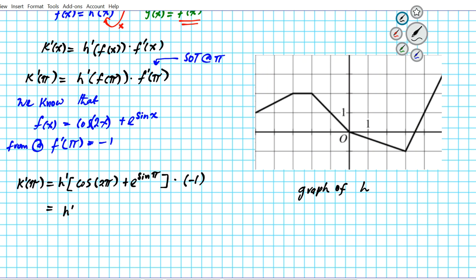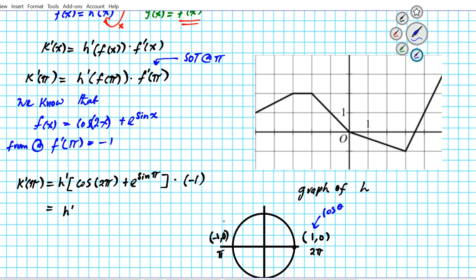So we're going to have h prime of... now we're going to use our unit circle again to help us out. So let's draw a unit circle right here. We just need sine pi and cosine pi, okay? No, I'm sorry, we need cosine 2 pi and sine pi. So draw a nice little unit circle. Let's see, so right here we have 1, 0, that's for 2 pi. And over here we have -1, 0, and that's for pi. So cosine is the x. We already know that. Cosine theta, and then sine is the y.